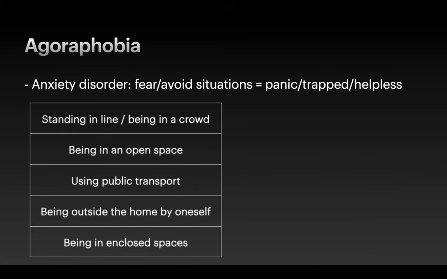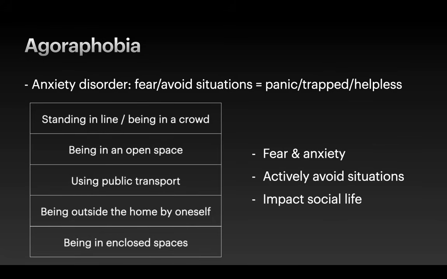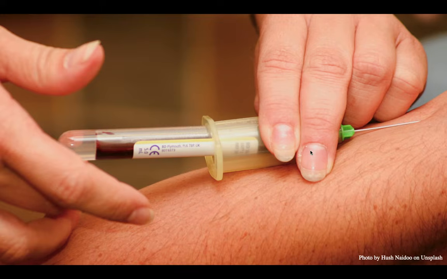Being in an enclosed space, so in a small room perhaps, and they might feel like, oh my, I can't get out, right, so there's anxiety there. They experience fear and anxiety, so because of that, they actively try to avoid these kinds of situations, right? It's better to just stay at home. I don't want to go out anymore, right? And obviously, if you just stay at home all day and you don't go out, this is going to severely impact your social life, right? Severely.